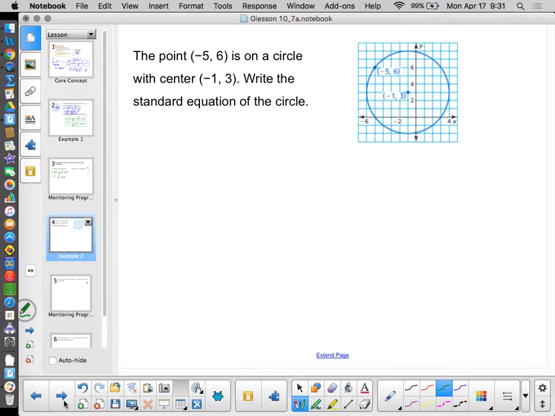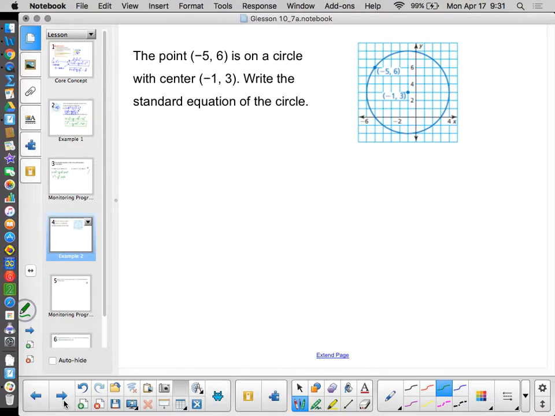All right, a little bit different here. I'm not going to tell you the exact radius. We could probably figure it out by counting squares here. So it's not maybe the best example on earth, but it's the one we were given in the book, so we're just going to go ahead and do it. Write the standard equation of this circle.